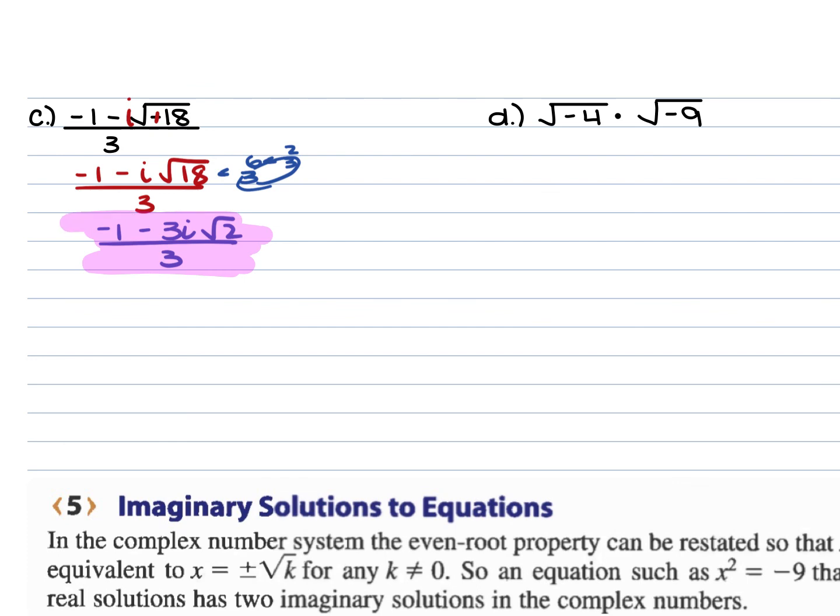For example D, we have the square root of 4 times the square root of negative 4 times the square root of negative 9. First thing to do with these, pull those negatives out, put i's in front of each. So we're going to have i square root 4 times i square root 9. The square root of 4 is 2, so that's 2i. The square root of 9 is 3, that's 3i. 2i times 3i gives us 6i squared. The i squared is negative 1, so 6 times negative 1 gives us negative 6.